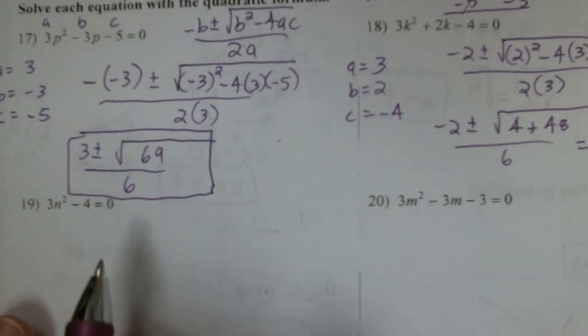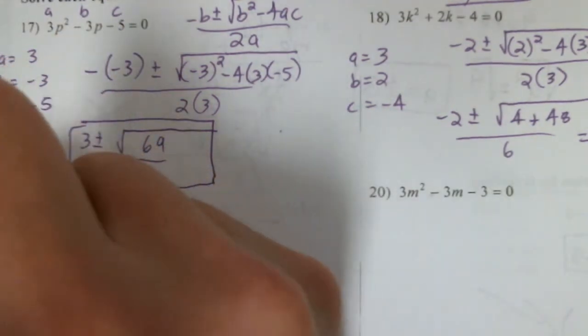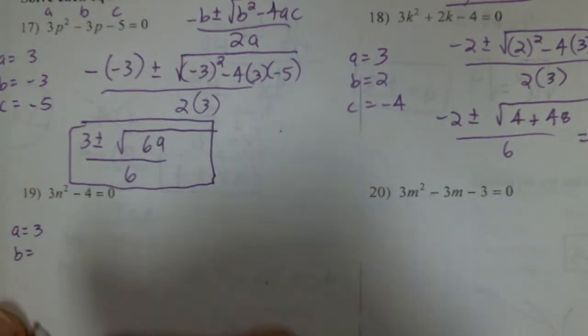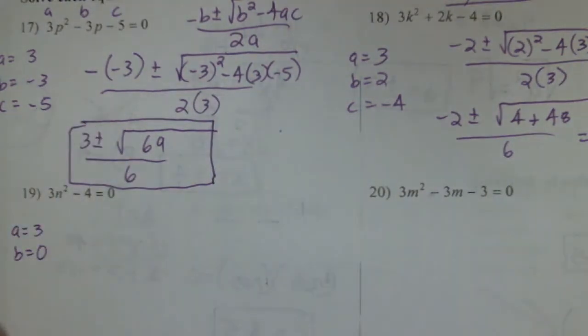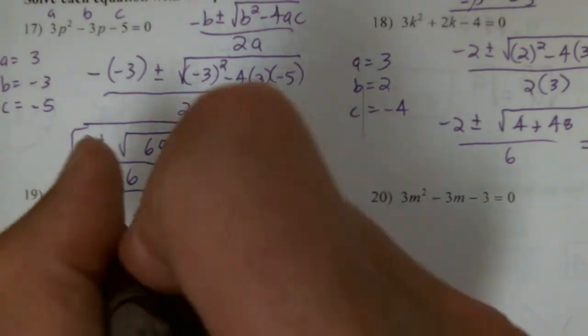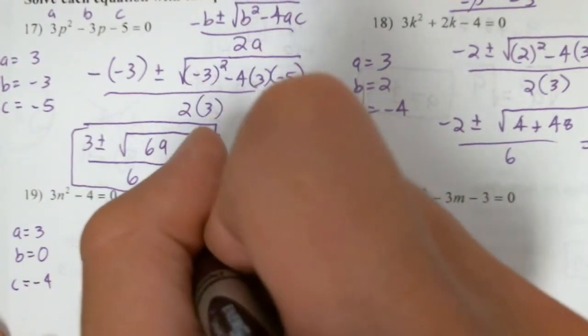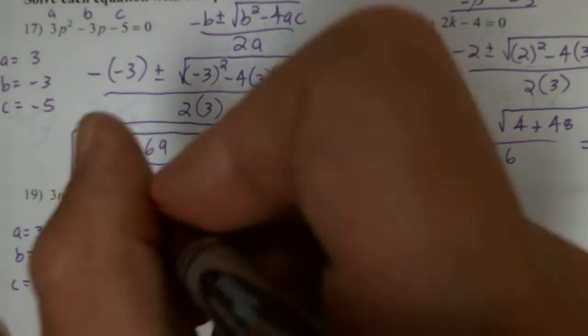Okay, number 19. Whoa, what in the world? A is 3. What in the world is my B? I don't have a B term. Well, guess what? It's a big fat 0. There is no B term. C is negative 4. Alright, so it's negative B, but it's negative 0. Plus or minus the square root of B squared. That's 0 squared. That's a pretty easy problem.